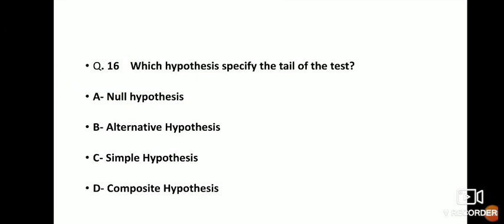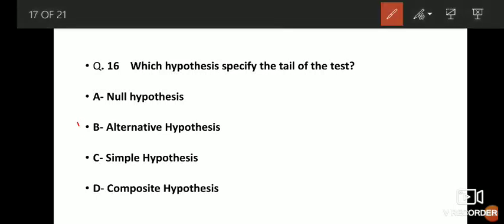The next, which hypothesis specifies the tail of the test? Given options are null hypothesis, alternative hypothesis, simple hypothesis and composite hypothesis. As we know, the tail of the test, whether the test is a one-tail test or a two-tail test, can be understood from the given alternative hypothesis. So here the correct answer is alternative hypothesis, which is given in option B.